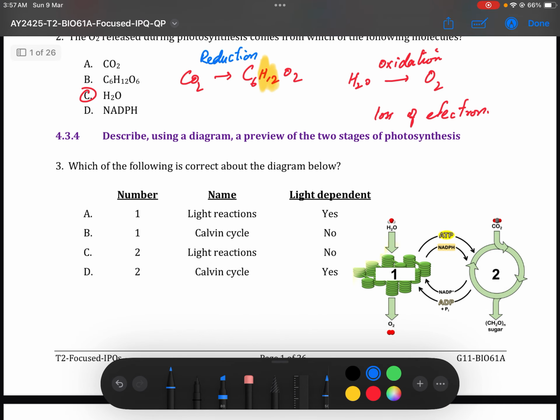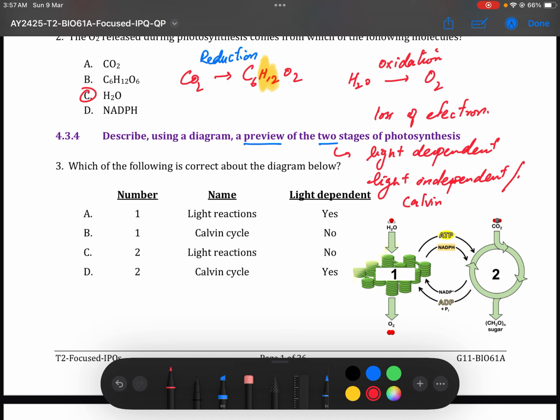Moving to the next KPI: describe, using the diagram, a preview of the two stages of photosynthesis. First of all, you should know what the two stages are. The first is light dependent, and the second is light independent. Light independent also has alternative names, for example the Calvin cycle or dark reaction. So these are basically the names of the light independent reaction.